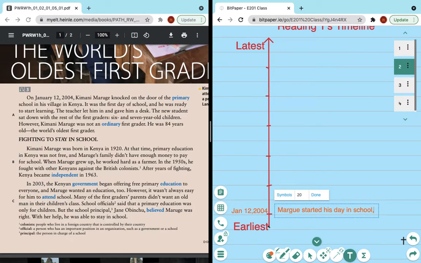But what's special about his first day in school? Let's keep reading. The teacher let him in and gave him a desk. The new student sat down with the rest of the first graders, 6 and 7 year old children. However, Kimani Maruge was not an ordinary first grader. He was 84 years old, the world's oldest first grader. So it's true that at this point, what's special about him is that he was 84 at that time, and he's called the oldest first grader. So keep moving on.